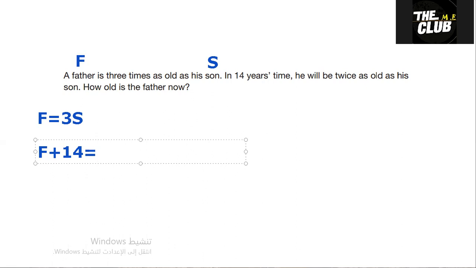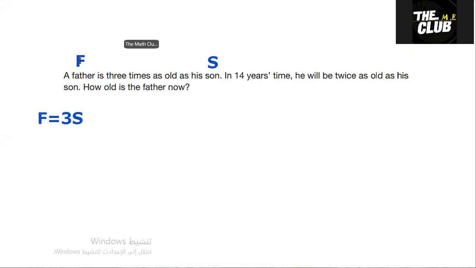Equals what? He will be twice as old as his son. Twice means 2 times as old as his son. It means we're going to write 2 times S, or S plus 14, because this one is after 14 years. That's a little bit confusing, so let me do it that way and check. Okay, wait.